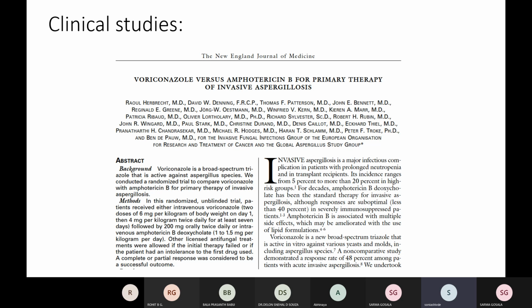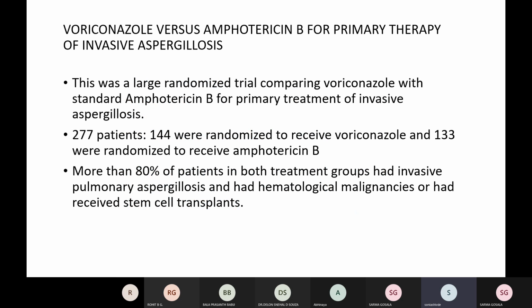There is a pioneering trial of voriconazole versus amphotericin B for primary therapy of invasive aspergillosis. This was a large randomized trial comparing voriconazole with standard amphotericin B for primary treatment of invasive aspergillosis. Out of 277 patients, 144 were randomized to receive voriconazole and 133 to receive amphotericin B. More than 80% of the patients in both treatment groups had invasive pulmonary aspergillosis and hematological malignancies, and most of them were stem cell transplant recipients.